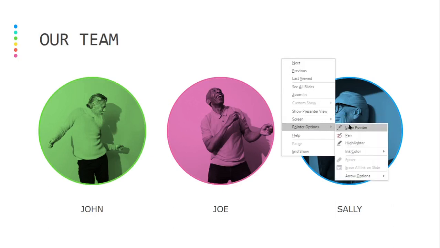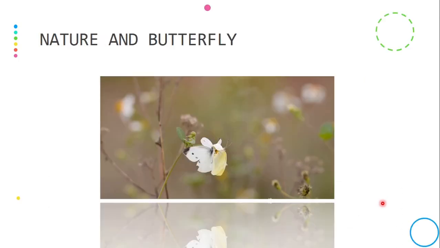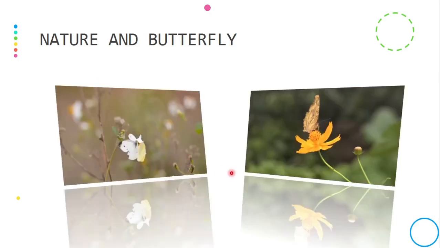Once again I am going to right click and see the screen, pointer options. I am going to pick up the laser pointer, and you can use this for your audience. For the next slide you can also press the space bar. So I am pressing the space bar, and I am going to click on this video, and this is the next slide.